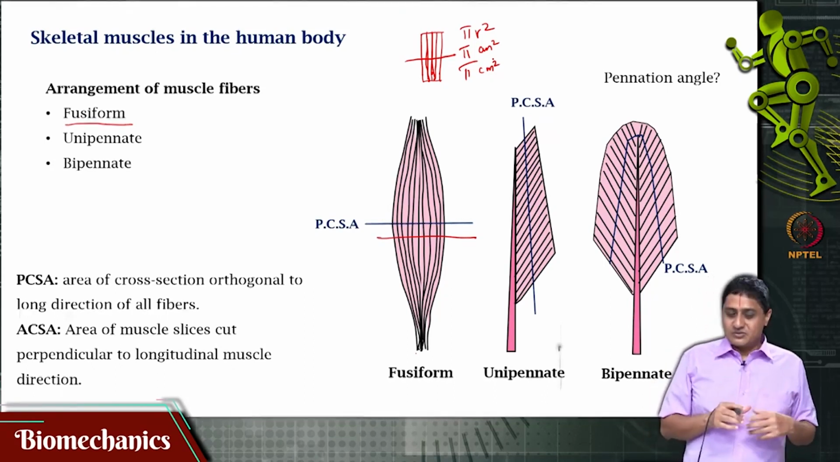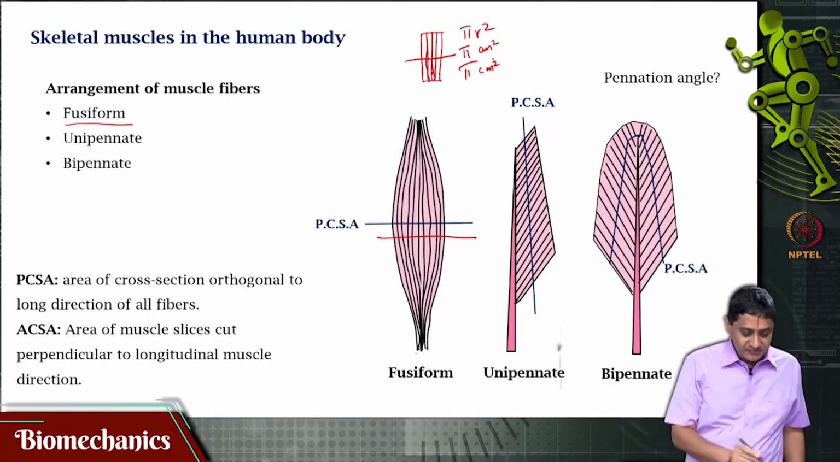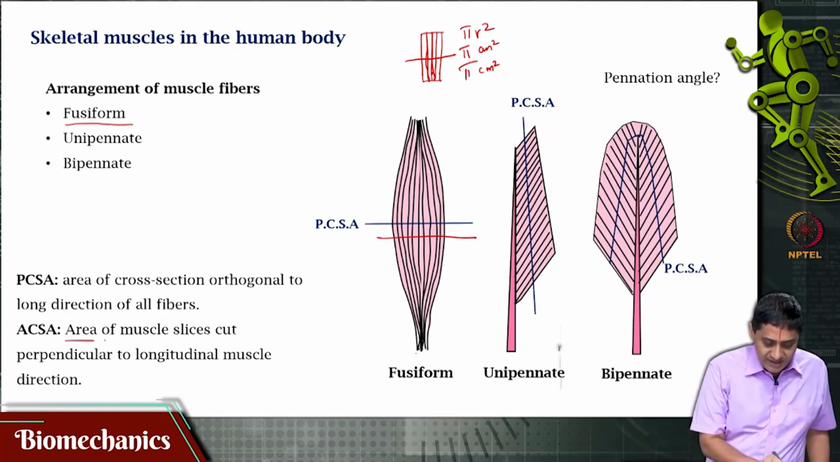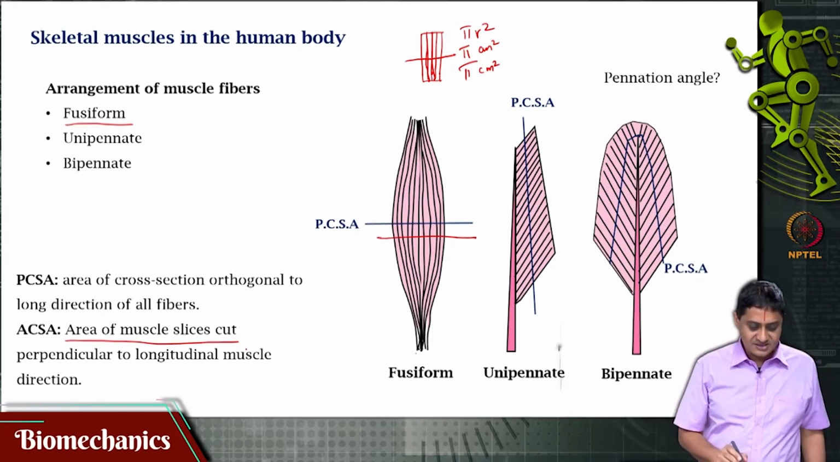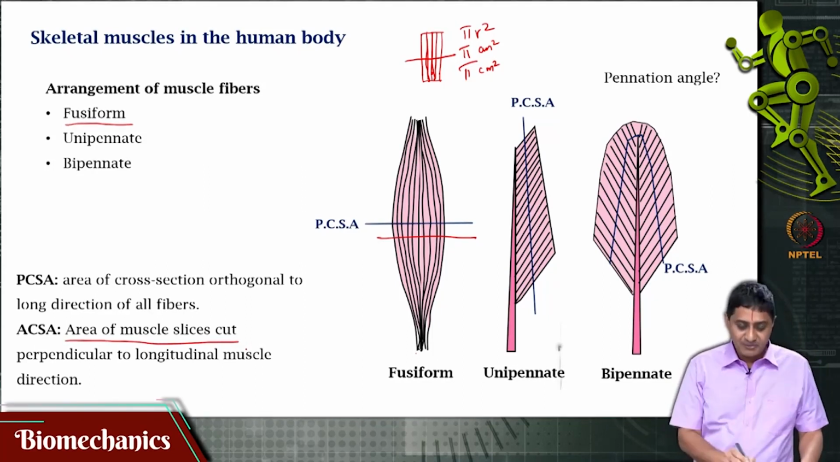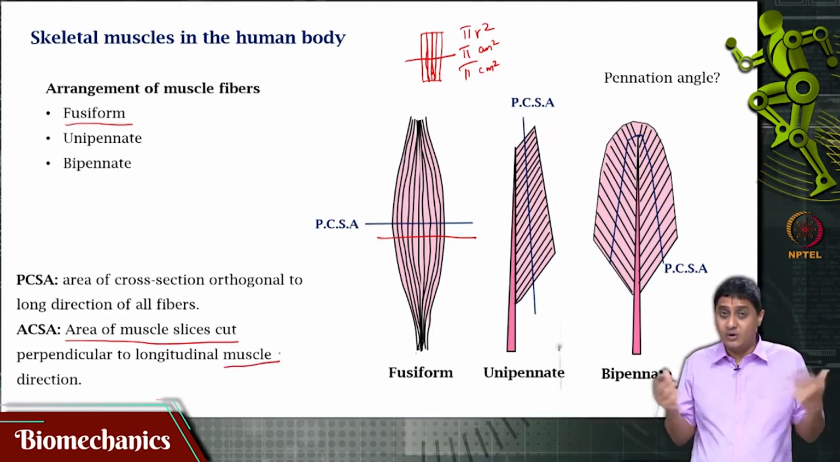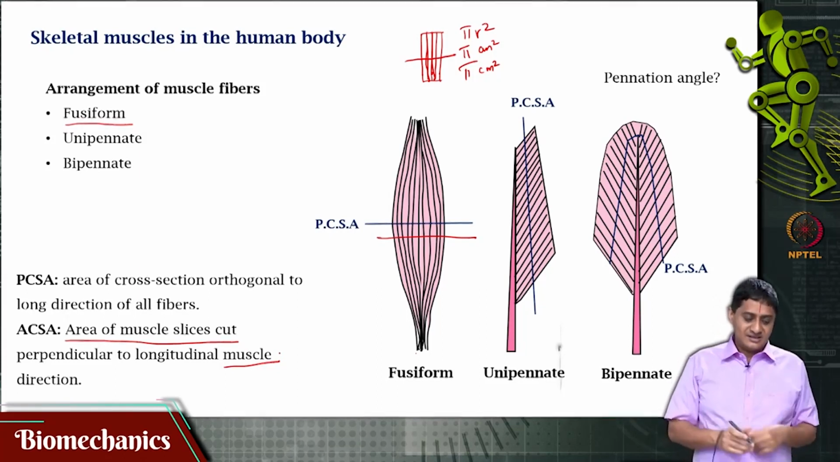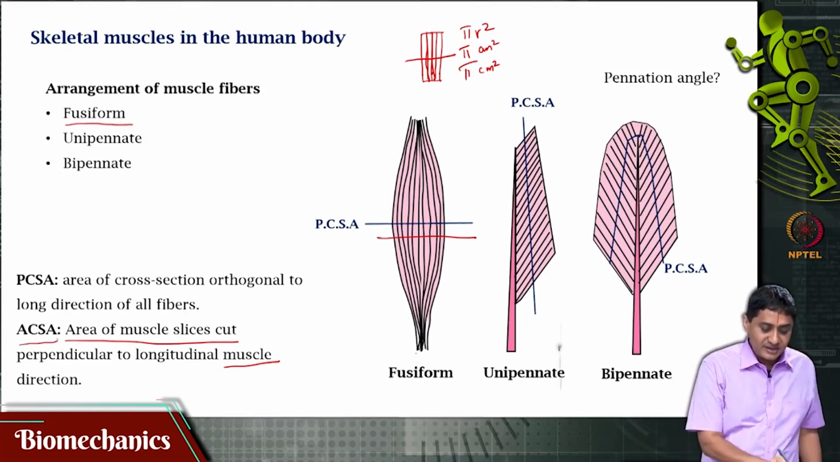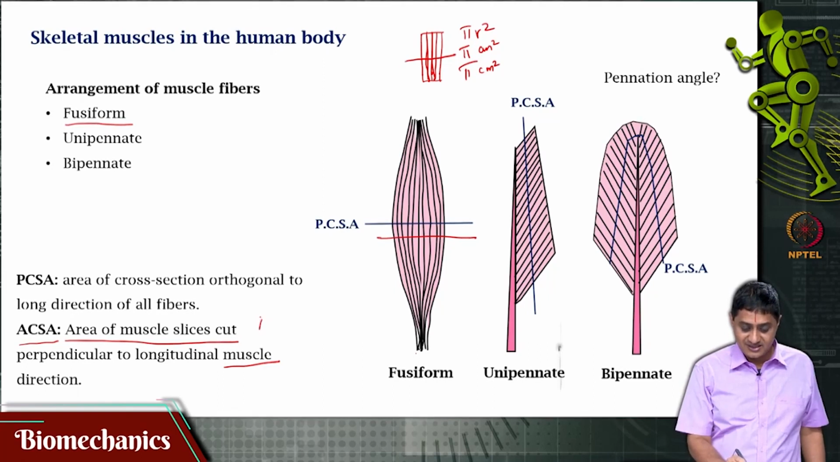Now, let us attach some names to this. If I find the area of the muscle slices cut perpendicular to the direction of the muscle itself, muscle as a whole, that is called the anatomical cross sectional area. ACSA means anatomical cross sectional area.